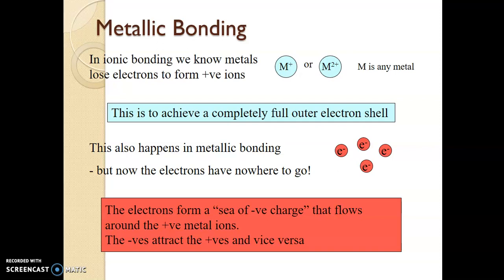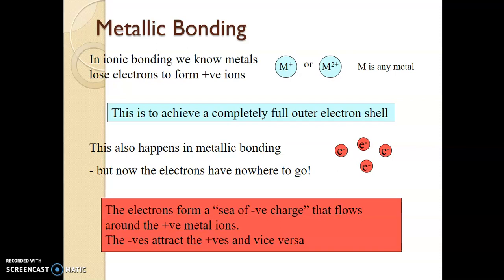Okay? Now, we know opposites attract, so the positive metal ions are attracted to the negatively charged electrons that are flowing through the structure, and that is what holds the whole structure together. That is called an electrostatic attraction.